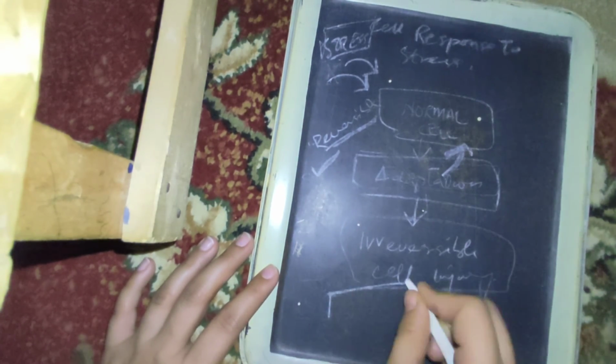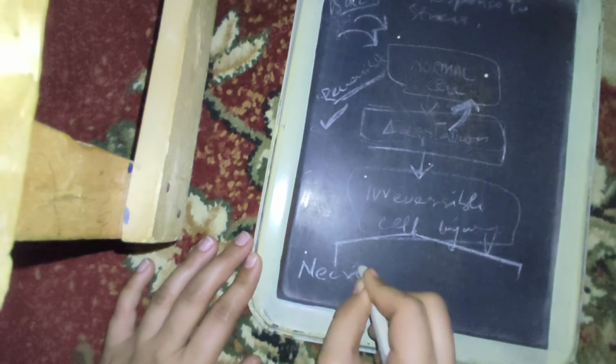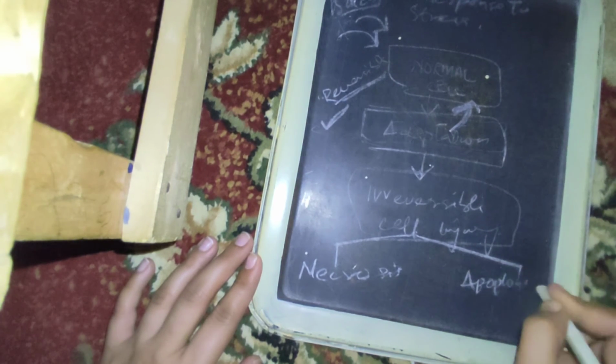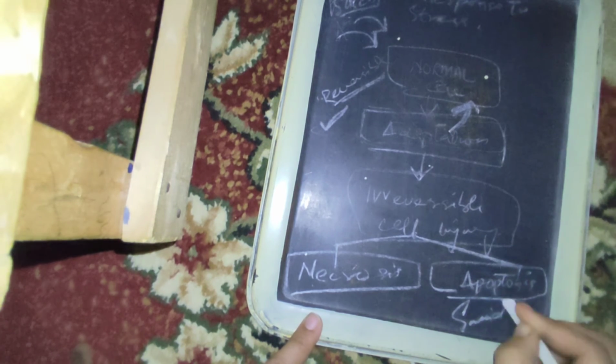It will lead to two things: one is necrosis, the other is apoptosis. So what is necrosis and what is apoptosis? Necrosis is cell death, a homicide, and apoptosis is programmed cell death, or suicide.